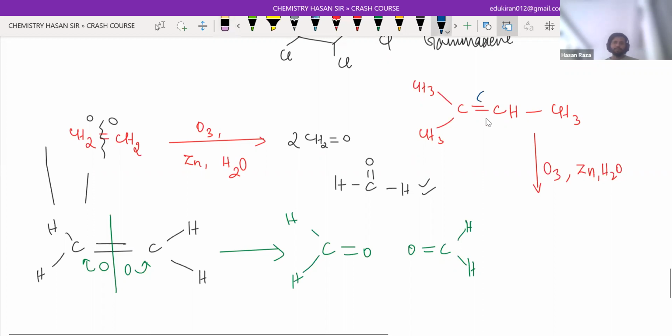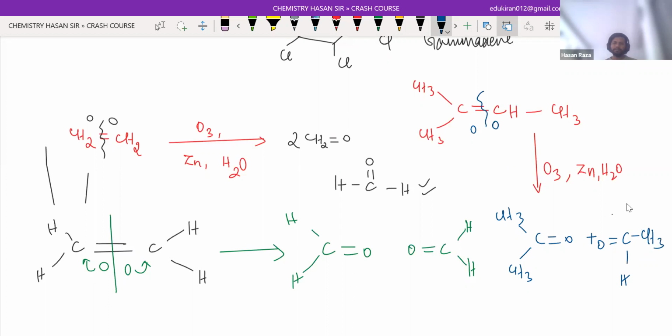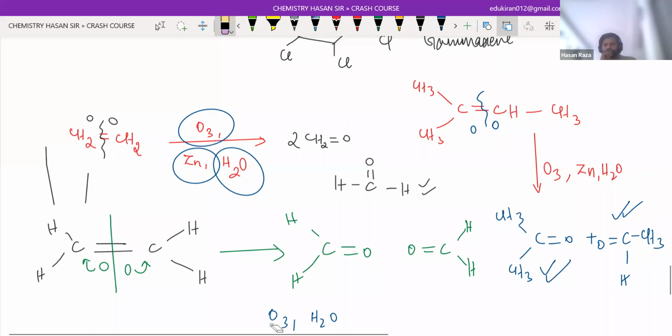What you need to do is just break this bond, add oxygen here, oxygen here. So what will be the left product? You can see this will be the left product. And what about the right product? You can say C double bond O, H is here and CH3. Is that clear? So if you are going to use O3, Zn and H2O, this will be the product. But if you are going to use O3 in the presence of H2O2, I will tell you after that.